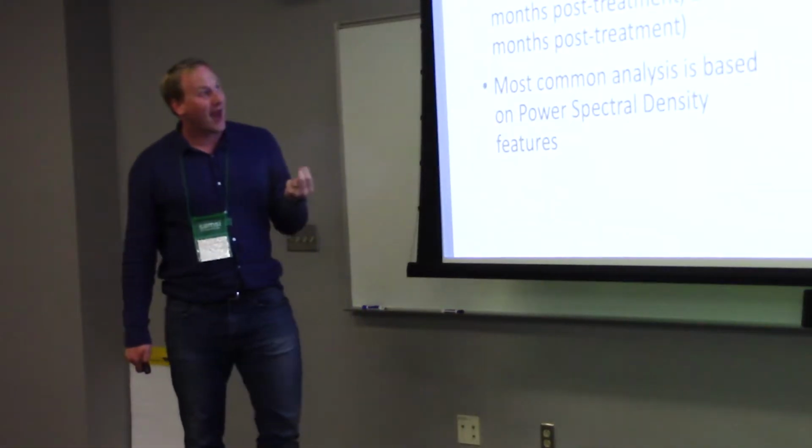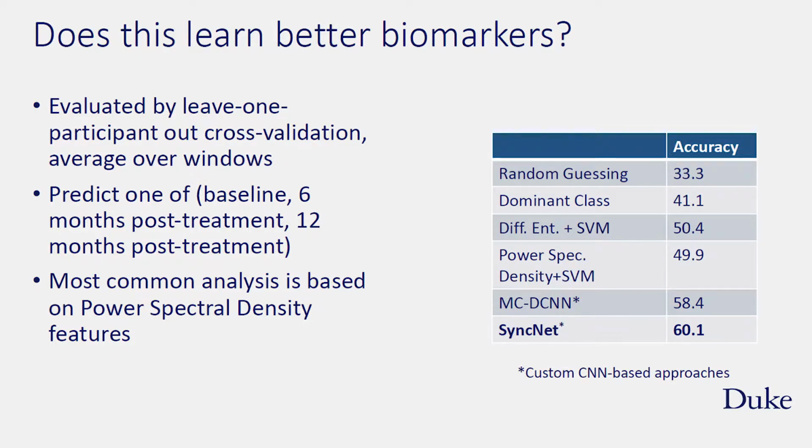The answer is going to be yes, which kind of surprised me, I will be honest, because this is one of the simplest things I've ever done. You can argue about whether it's actually simple, but compared to my normal 50-layer convolutional neural net things, this doesn't seem so bad. So we evaluated by leave one participant out cross-validation. We leave a complete individual out because we're trying to estimate how well you generalize to a new population. We average our ability to predict over these different EEG windows, and we're trying to predict 3 classes: baseline, 6 months post-treatment, or 12 months post-treatment.